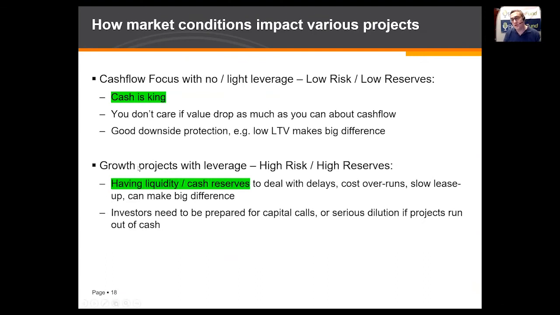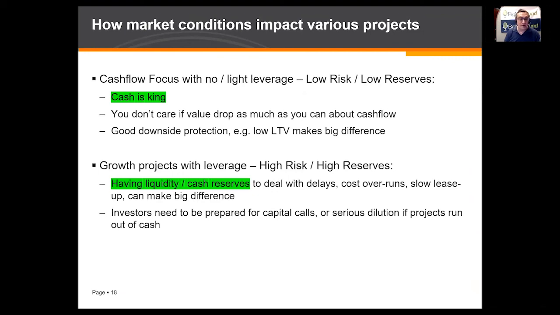So how do market conditions impact various types of projects? Well, projects with a cash flow focus, with light or no leverage, have generally low risk, and they need low reserves. And cash is king. You really don't care if the value drops as much as you care about the cash flow. If cash flow is strong, you can survive a value drop.